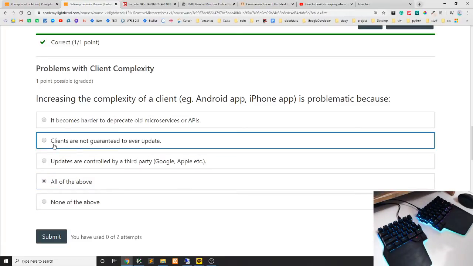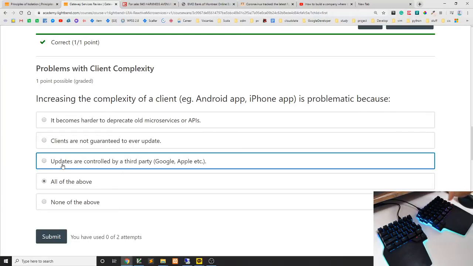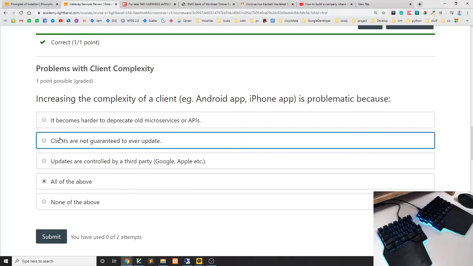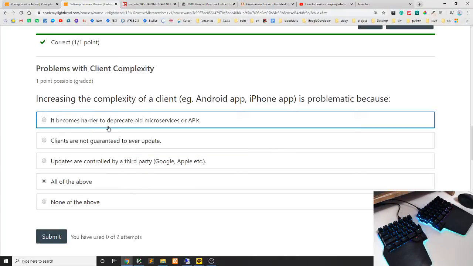It's easy to understand that this one is an answer. Clients are not guaranteed to ever update. Okay, updates are controlled by a third party. Okay, it becomes harder to deprecate old microservices or APIs. Deprecate. Okay.